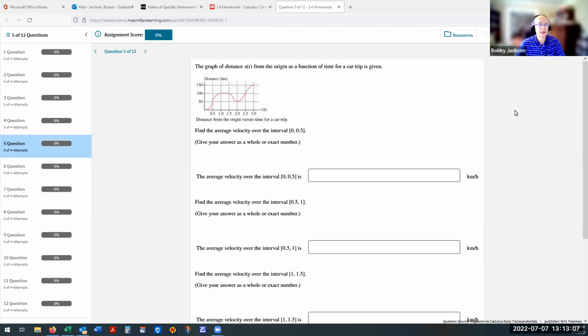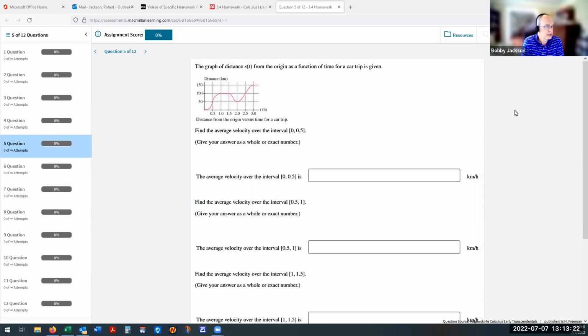Hey everyone, let me take a look at this problem from section 3.4 in Achieve. I think it's number 5. I'm just going to do it right from Achieve. Hopefully you can see the screen there with the question and the graph.